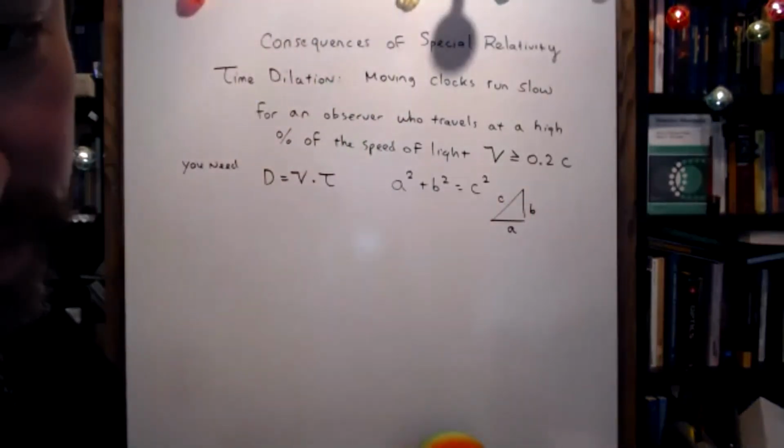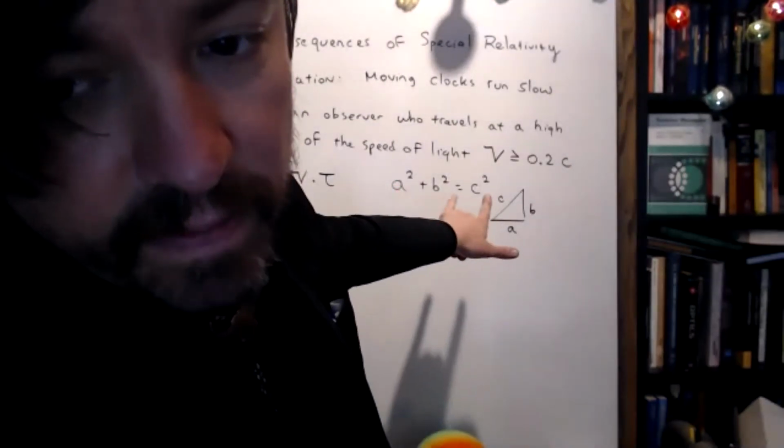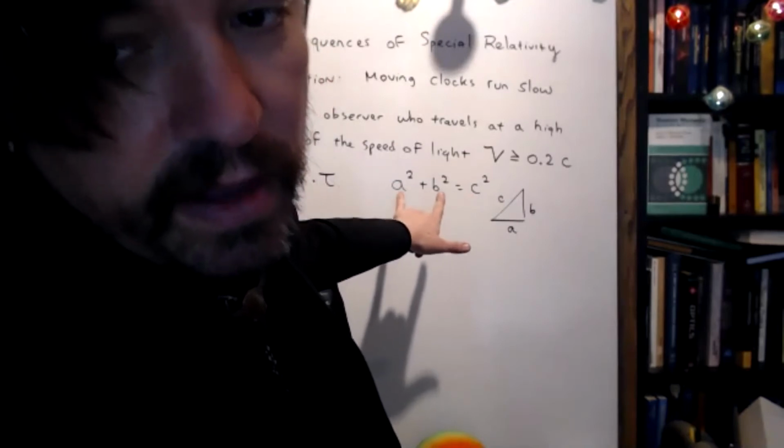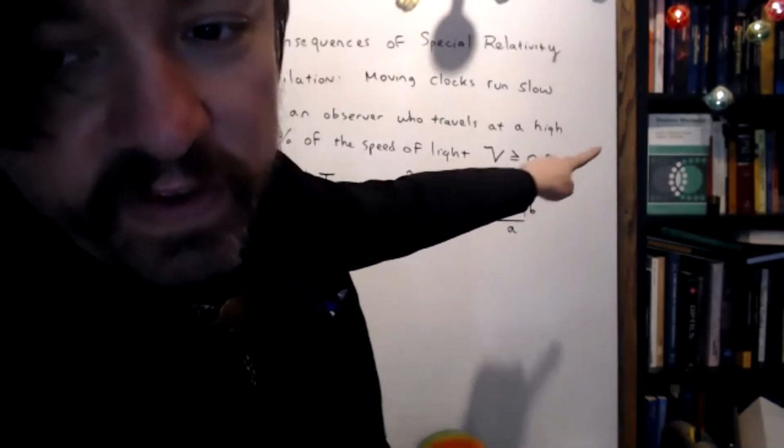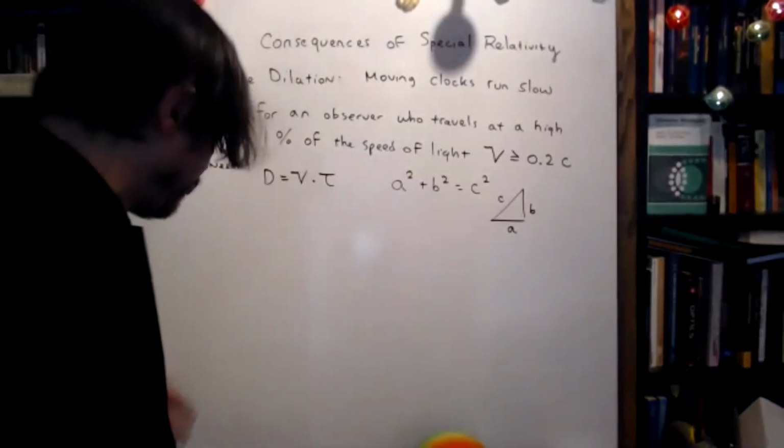C is the hypotenuse of the triangle. Now, I don't want to use the Pythagorean theorem the way that you learned it in high school, because obviously C is what we've been using for the speed of light, and that's going to get very, very confusing.